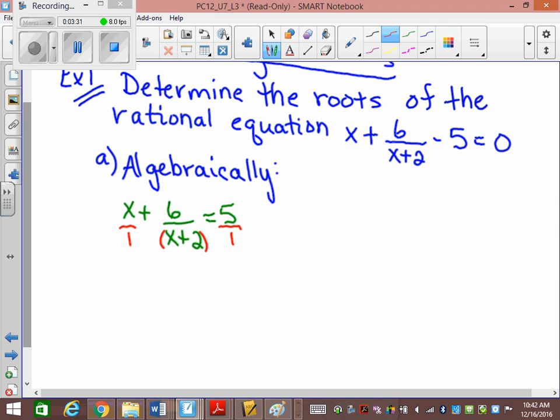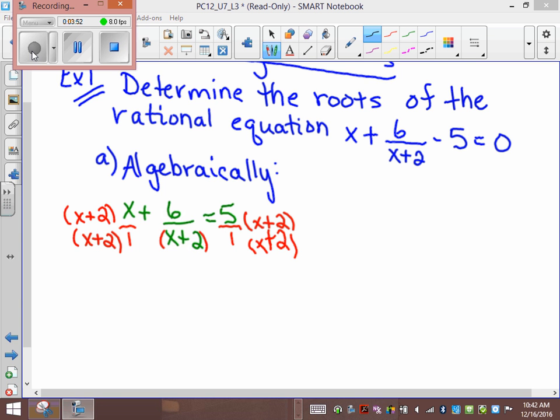From last year. So the common denominator to these is x plus 2. So I'm going to times this one by x plus 2. I could technically times this one by 1, but that would do nothing. And then I have to times this one by x plus 2. So what you do is you can distribute in the numerator. You don't have to distribute in the denominator because your denominator is going to go away, which I'll explain in a second. So we're going to get x squared plus 2x plus 6 equals 5x plus 10.